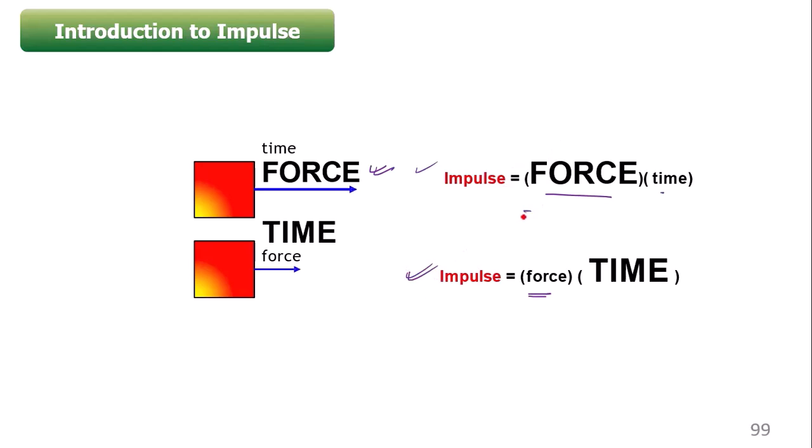Mathematically, it is nothing but F into T. So impulse is basically F into T, or I can write that it equals the integration of F dt, that means equals J. So, if the force is a variable quantity, then you should go for the integration format. If the force is constant, then you write F into T.